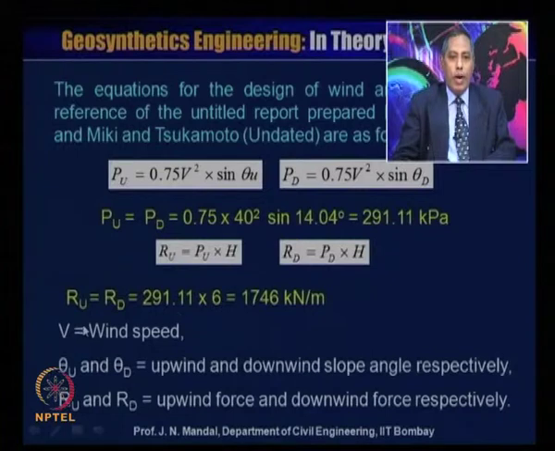So, Ru is equal to Rd, which is Pu or Pd, giving the value 291.11 kilopascal. So, 291.11 kilopascal into H, where H is the height of the embankment, 6 meter. This will give you Ru and Rd, that means the upwind force and the downward force respectively, 1746 kilonewton per meter. V here is the wind speed, theta u and theta d are the upwind and downwind slope angles respectively, and Ru and Rd are the upwind force and downwind force respectively.